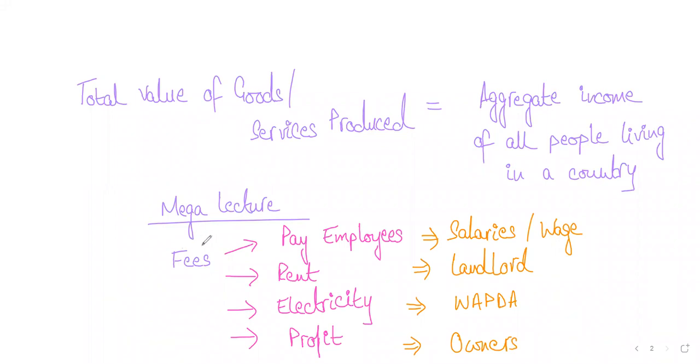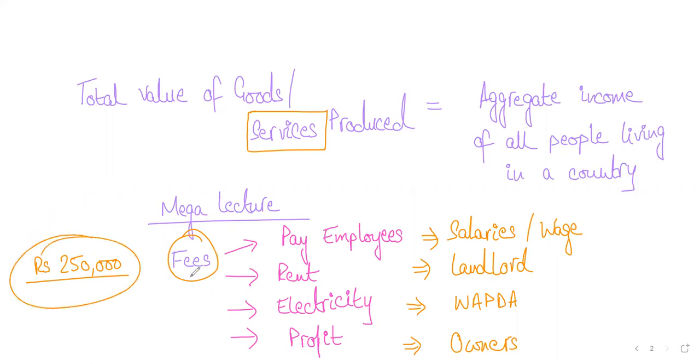Now, do you understand the fee that you paid us? Let's say this month we collected 2.5 lakh rupees, or 250,000 rupees, whatever you want to call it. If we collected 250,000 worth of fee, we do not produce any good, so this is the value of the services that we produced. Do you all agree with me? And the entire amount of the fee received became someone's income. Students, are you getting me?